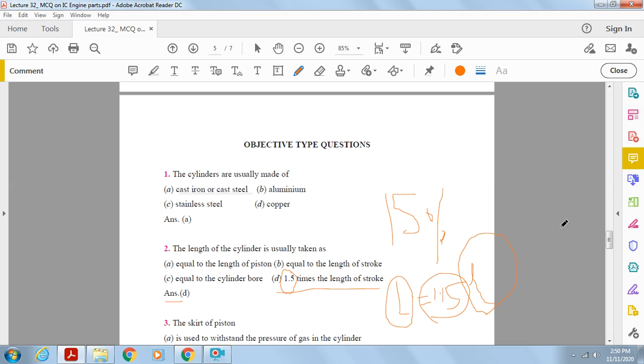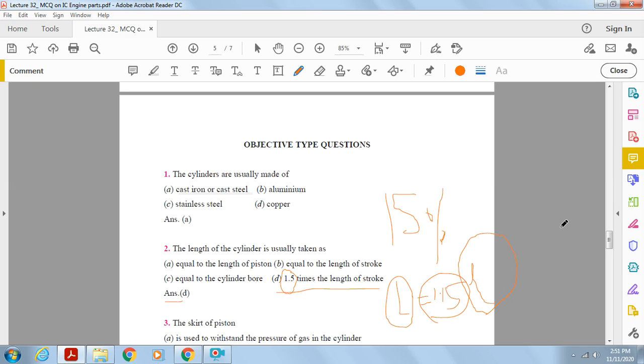The primary thing we have learned today so far is that cylinders are usually made of cast iron or cast steel. Not only the cylinder, it may be asked what the material of the piston, the crankshaft, the connecting rod, the piston pin, or the crank pin is. Each item is made of different types of material, so from the material point of view, we have to cover the materials of all the important components in the IC engine.